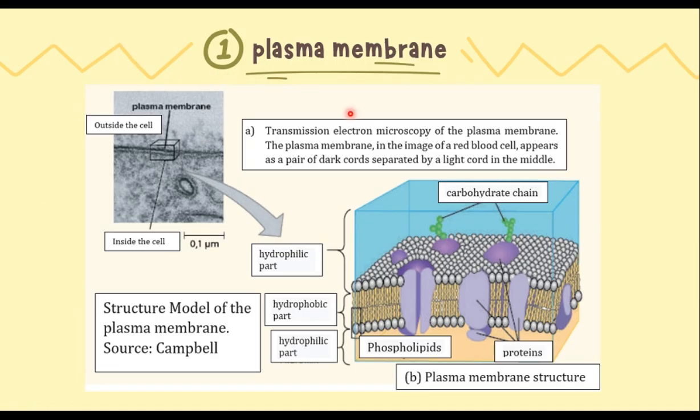Plasma membrane. This is a picture of the plasma membrane of a red blood cell. It was taken by transmission electron microscopy, and the plasma membrane appears as a pair of dark cords separated by a light cord in the middle. This is the outside of the cell, and this is inside the cell.